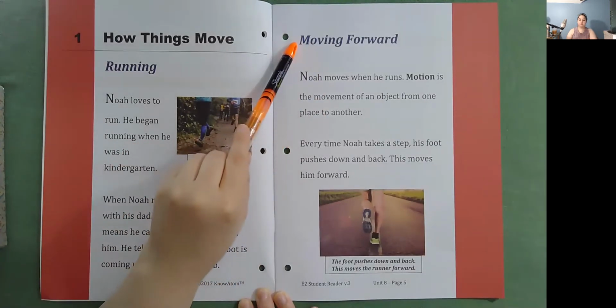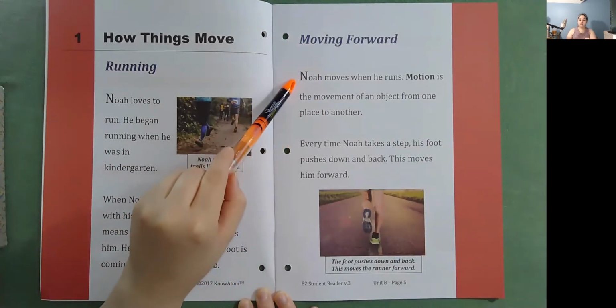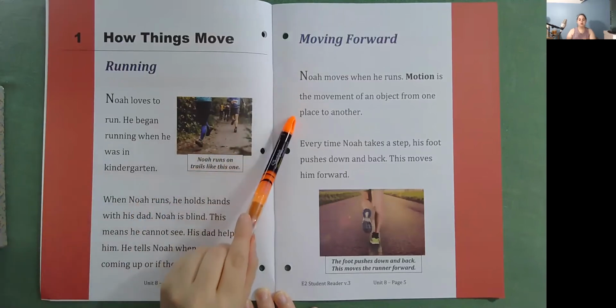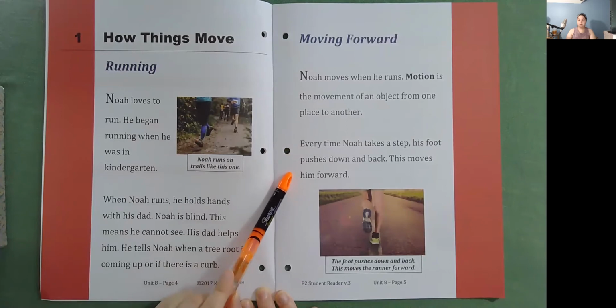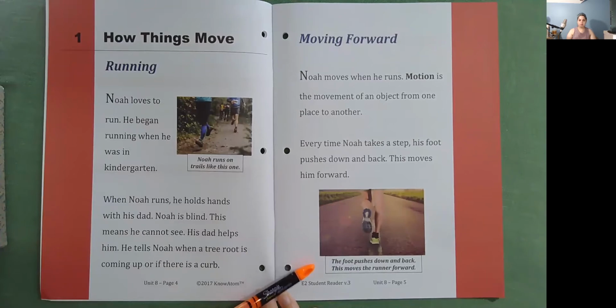Moving forward. Noah moves when he runs. Motion is the movement of an object from one place to another. Every time Noah takes a step, his foot pushes down and back. This moves him forward. The foot pushes down and back. This moves the runner forward.